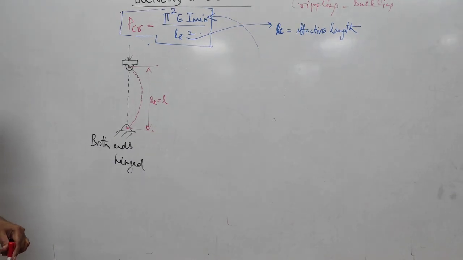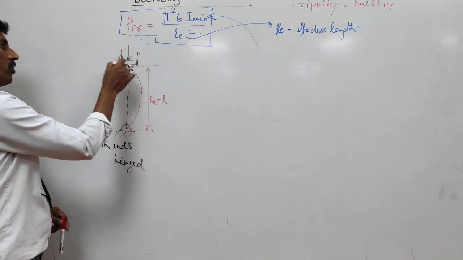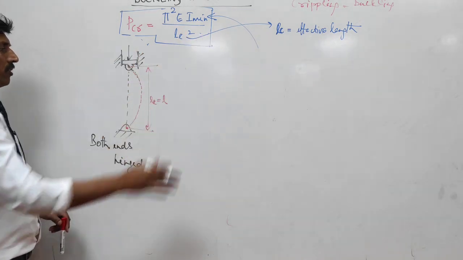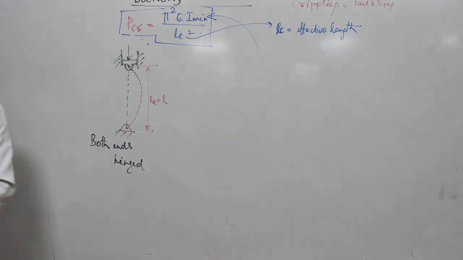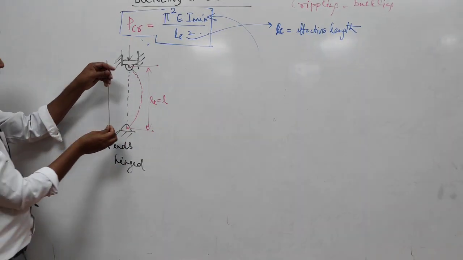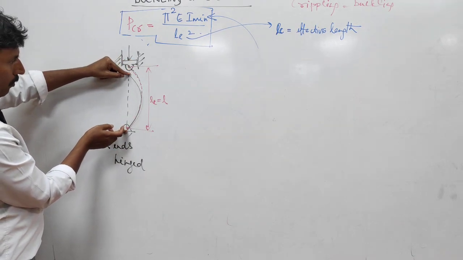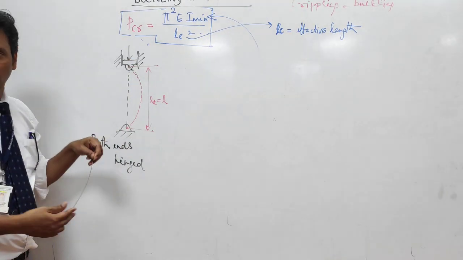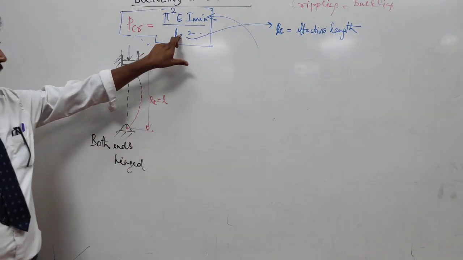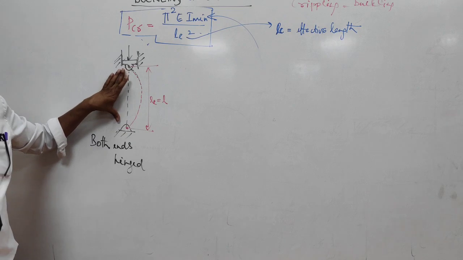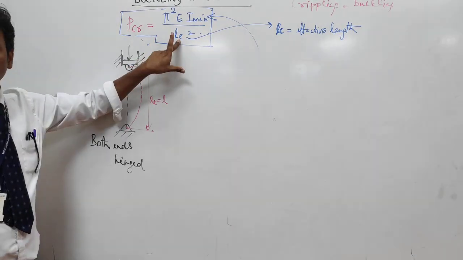Here you will see that when you apply load, you are restricting the movement going sidewards. The end will not move sidewards. You will try to go like this only, holding the same line. For both ends hinged, you have to substitute LE as the actual length of the column. If the column is 100 mm, you have to substitute 100 mm here.